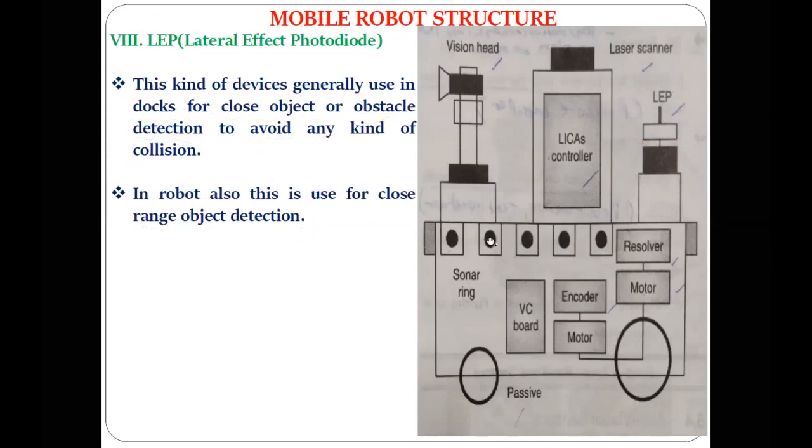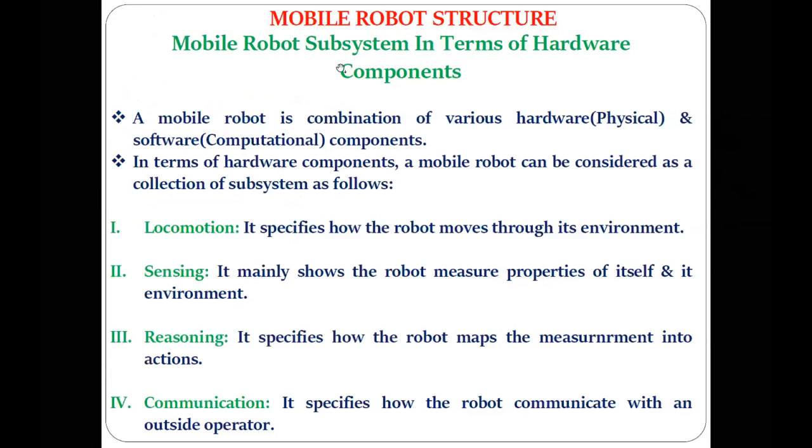So with the help of all these components, the particular robot structure forms, and accordingly the robot performs different kinds of activity. You can see the combination of various hardware, physical components that we have seen. So we can say the mobile robot is the combination of various kinds of hardware, physical devices, plus software computational components. The software computational components we have not seen yet; we will in the further section, but we have seen the different kinds of hardware physical devices.